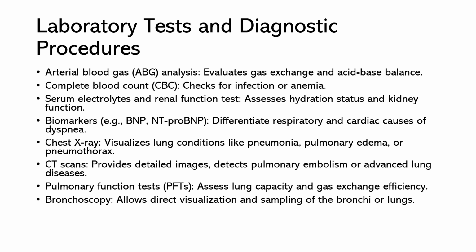Another useful test is serum electrolytes or renal function tests. These can give us a picture of the patient's hydration status and kidney function, and this could be compromised in severe cases of respiratory failure. We should also consider specific biomarkers like a B-type natriuretic peptide or BNP, or an N-terminal pro-B-type natriuretic peptide, which is the NT-proBNP, for differentiating between respiratory and cardiac causes of dyspnea.